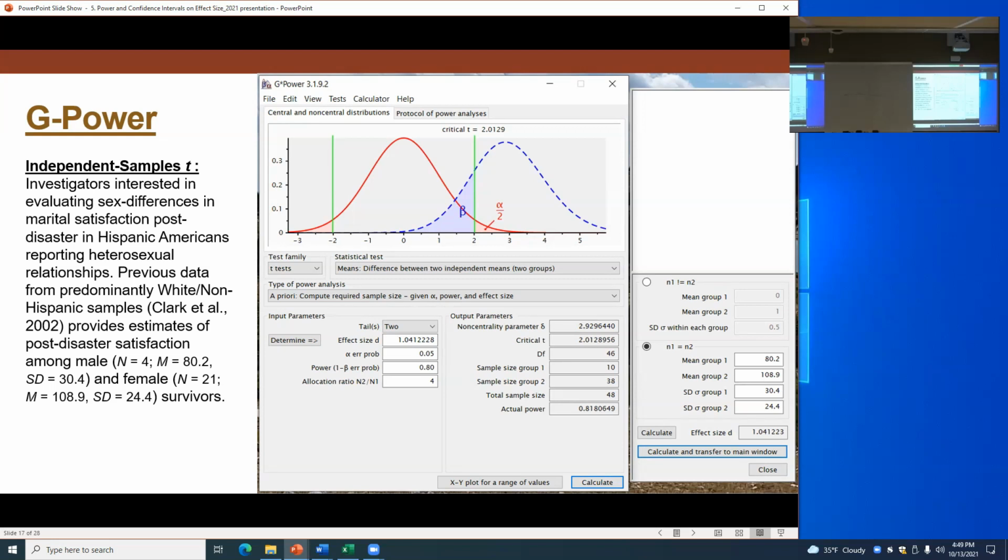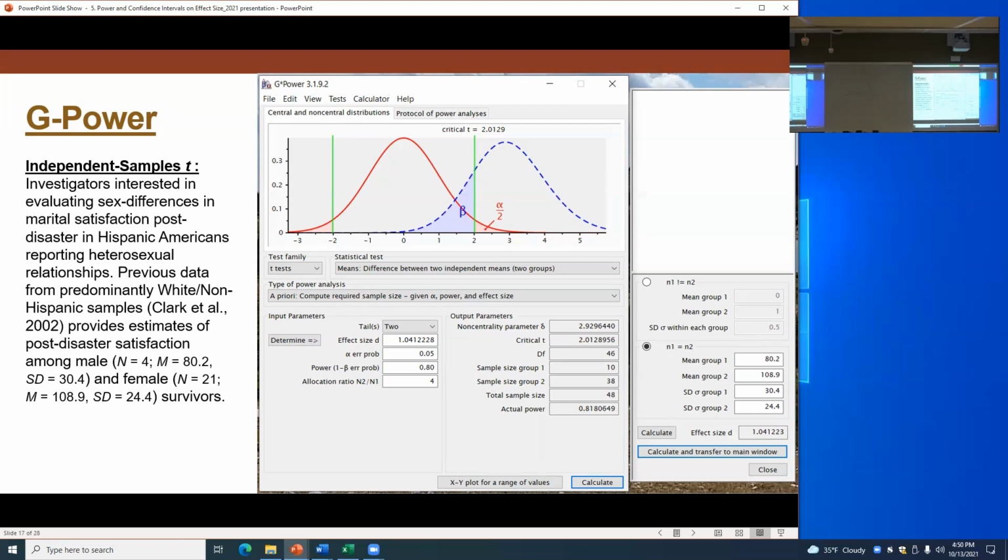Again, if I hit determine my effect size, I have a couple different options here. I can put in mean of group 1, mean of group 2, and then if I have equal variances, which is what I'm assuming, I can just put in whatever my standard deviation is and use that. Or I can hit this other option, mean 1, mean 2, standard deviation 1, standard deviation 2. Calculate gives me my effect size, transfer that over.